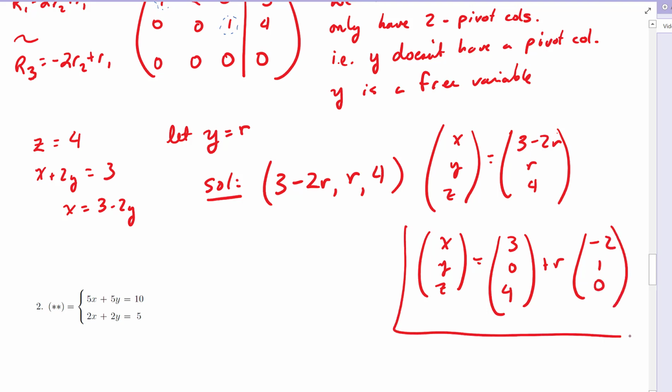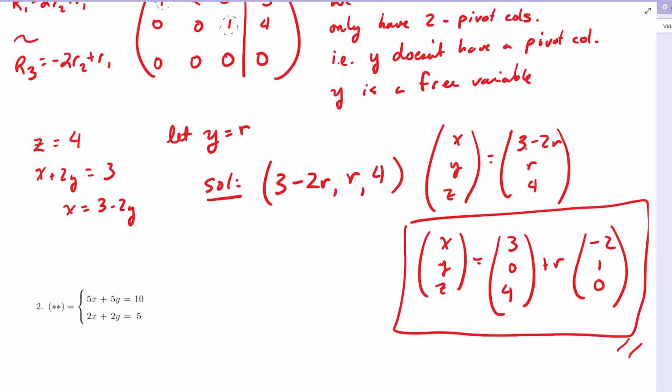One thing I encourage you to do is spend a minute considering why this expression right here is the same as this, which is the same as writing it as this ordered triplet. Notice that y would be 0 plus 1r, so y is just r. Z would be 4 plus 0r, so z is just 4. And x we have as 3 plus negative 2r, which is what we have up here. So this is a way to represent the solution to this system.